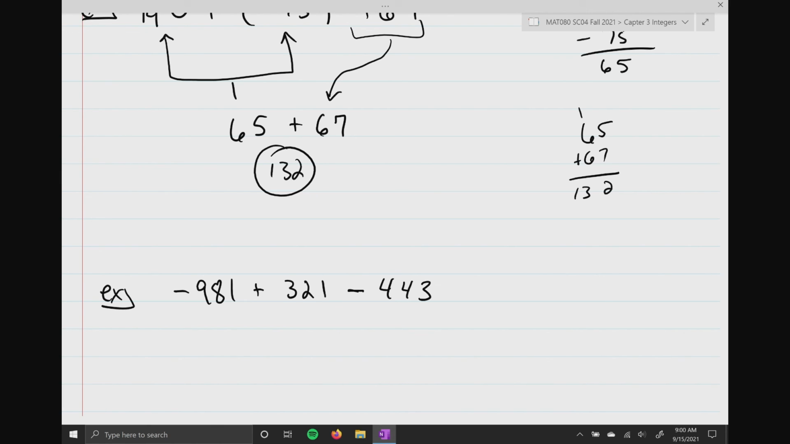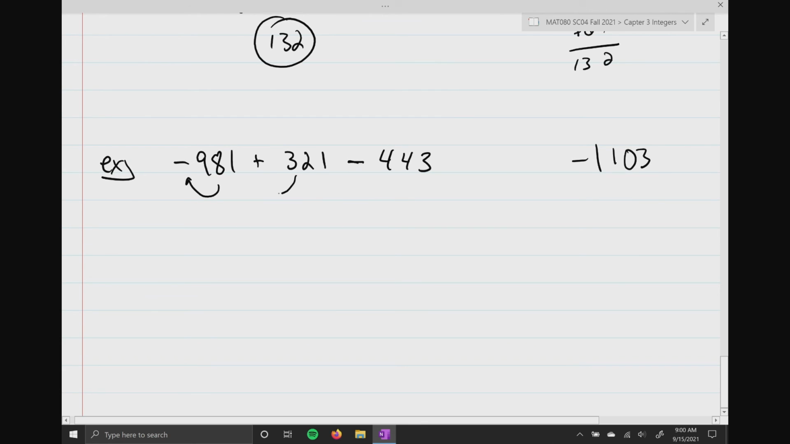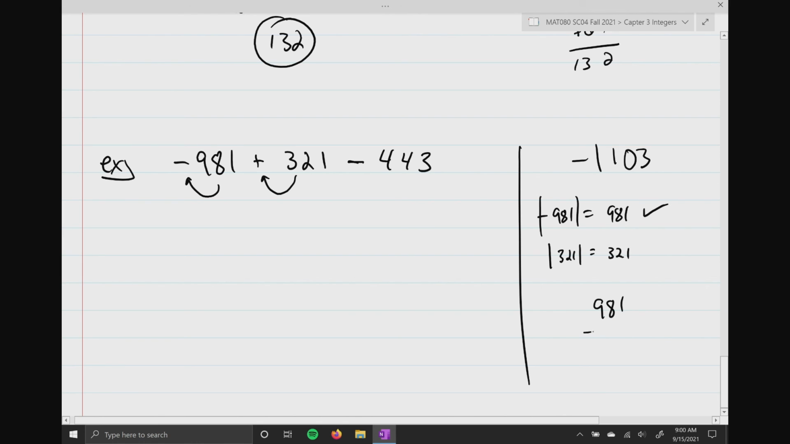All right. Anybody got an answer? Negative 1,103. Negative 1,103. Anybody else get that? All right. Let's just go left to right. First, those two signs on the first two numbers are opposite. So, off to the right-hand side I go. Negative 981, absolute value, and then 321, absolute value. Clearly, that's the larger number, so I'm just going to subtract 981 minus 321.